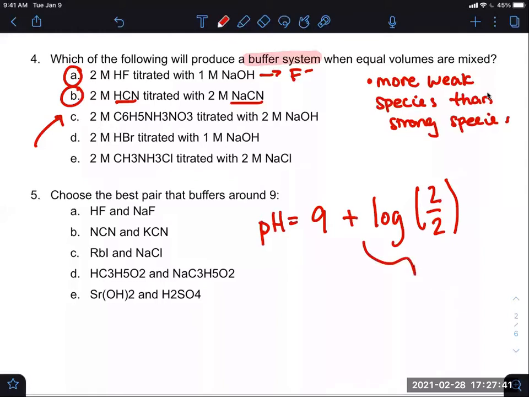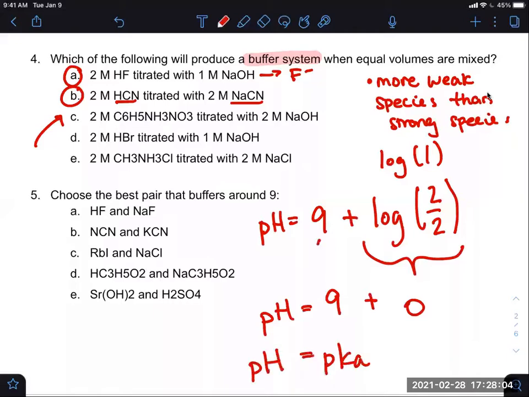What does this equal? This equals 0, okay? Because this is 2 over 2, which is 1, and anytime we do the log of 1, we'll get 0, okay? So we're going to have pH equals 9 plus 0. What does this mean? This means that the pH is equal to the pKa, right? Because this is the pKa, or when the concentration of HCN equals CN minus, okay? So this is the midpoint, which you probably learned about.